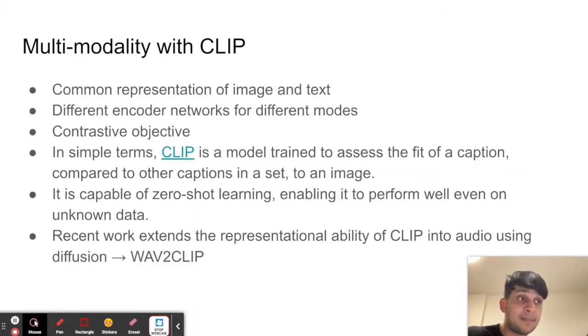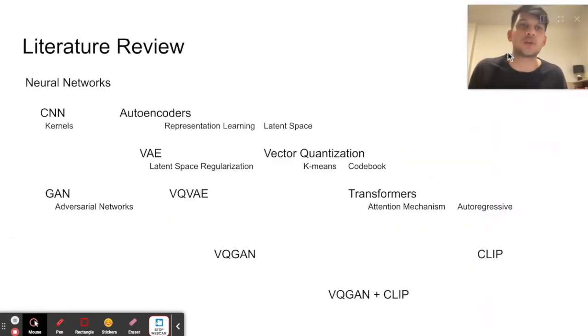Recent work extends the representational ability of CLIP into audio using diffusion, which is what we're calling Wav2CLIP. The shared representation space of image, text, and audio enables the latent code of the GAN to generate an intended image using both text and audio data. So now that we've understood CLIP, we need to understand VQGAN in a bit more detail. But before we can do that, we need to first understand these important concepts that you see on your screen that it all borrows from. And we'll do it in a more intuitive way where we're going from bottom to top.